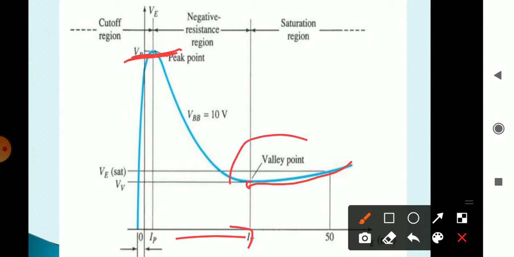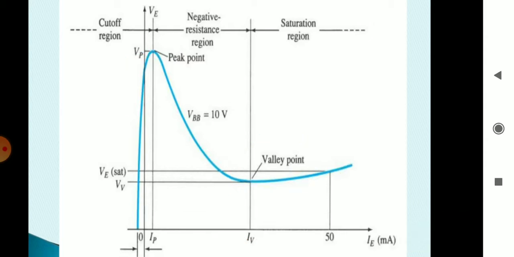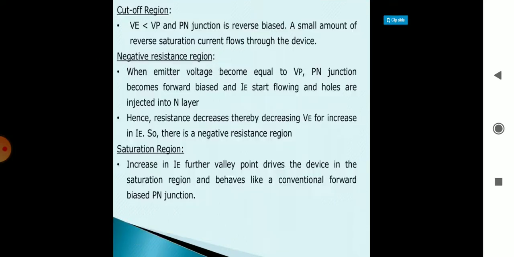Here the valley point plays an important role. If the voltage decreases below this valley point, then the UJT will turn off. This is about the VI characteristics of UJT. So the three regions explained over here, go through this theory.